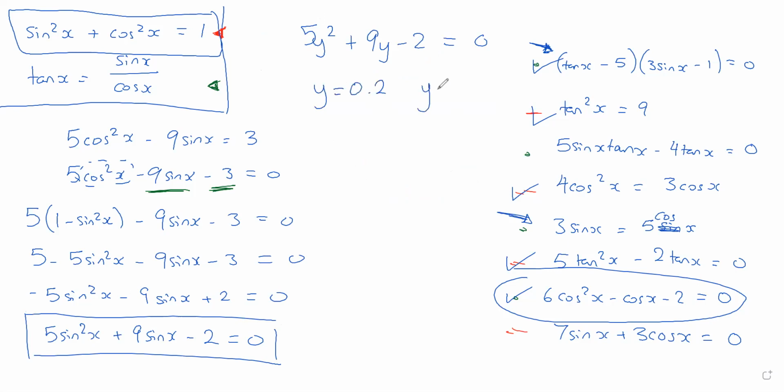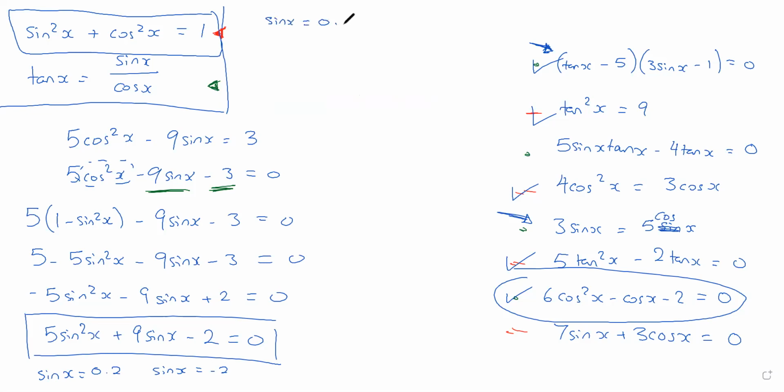and y equals -2. So that means my two equations are sine x equals 0.2 and sine x equals -2. Now, there is something interesting, so I'm going to show you the answers for this. Sine x equals 0.2 is just solved as normal.